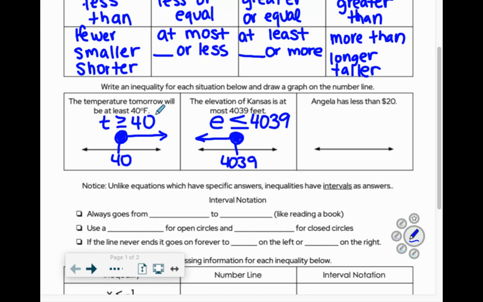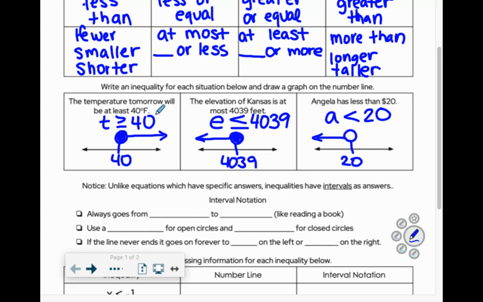And then it says Angela has less than $20. So we're going to start at 20 and go to the left for less than. Do I fill in my circle? No, she does not have $20. It just says she has less than. I'm going to use A for Angela. Less than has the pointy end on the left. Greater than has it on the right. Okay.